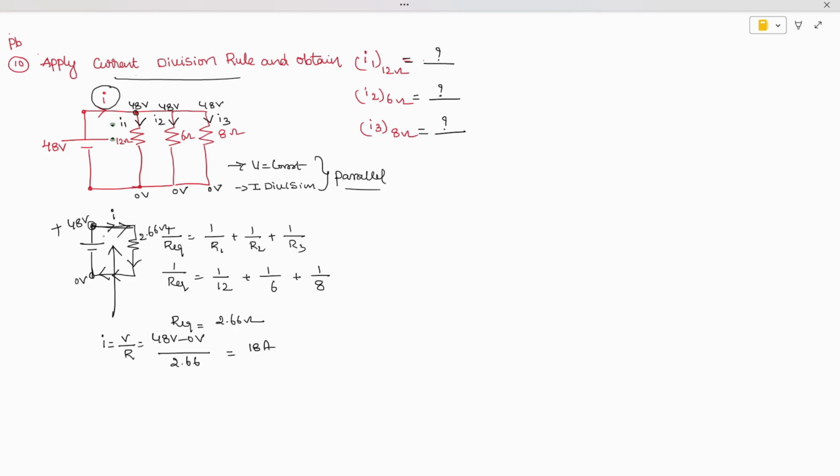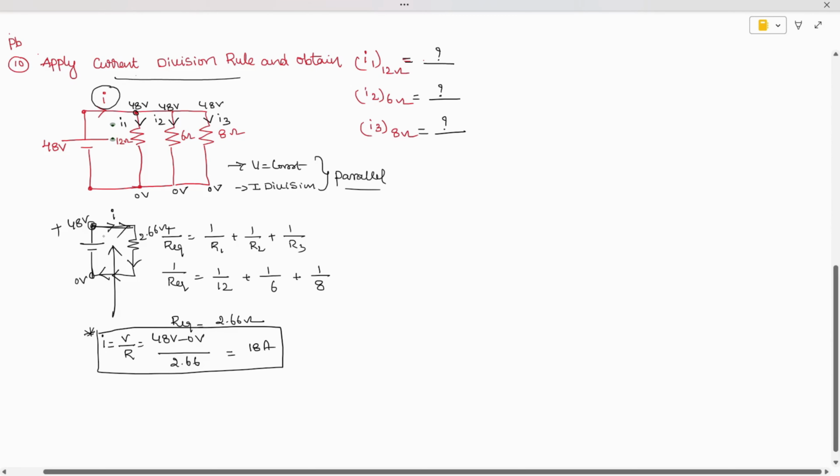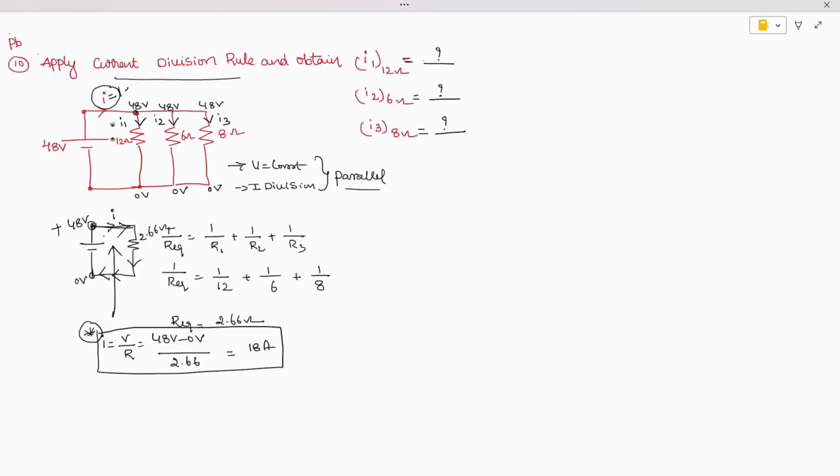Okay, so successfully we have found the first part. The total current of the network is how much now? 18 amperes. So I is equal to 18 amperes. Now let's write down the formula for current division rule.